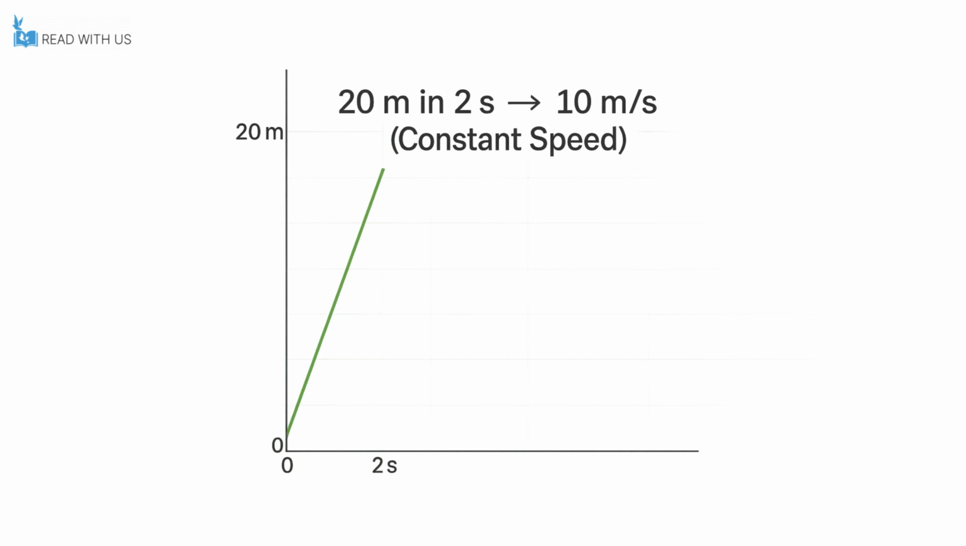In the first section, she travels 20 meters in 2 seconds. So the gradient is 20 divided by 2, which equals 10 meters per second. And because the line is straight, the speed is constant throughout this period.